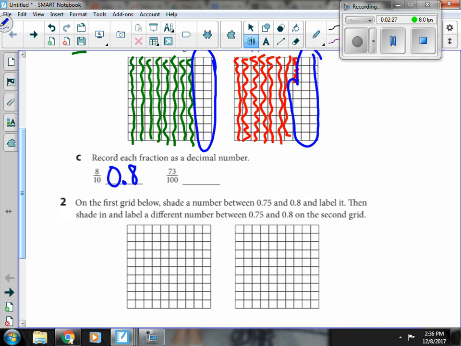And for 73/100, I have no whole numbers. And then I know that my number has to end in the hundredths place. And I can also see in my picture that I have 1, 2, 3, 4, 5, 6, 7 full strips, and the full strip was a tenth. So I have a 7 in the tenths place, and then 1, 2, 3 hundredths left, so 73/100.